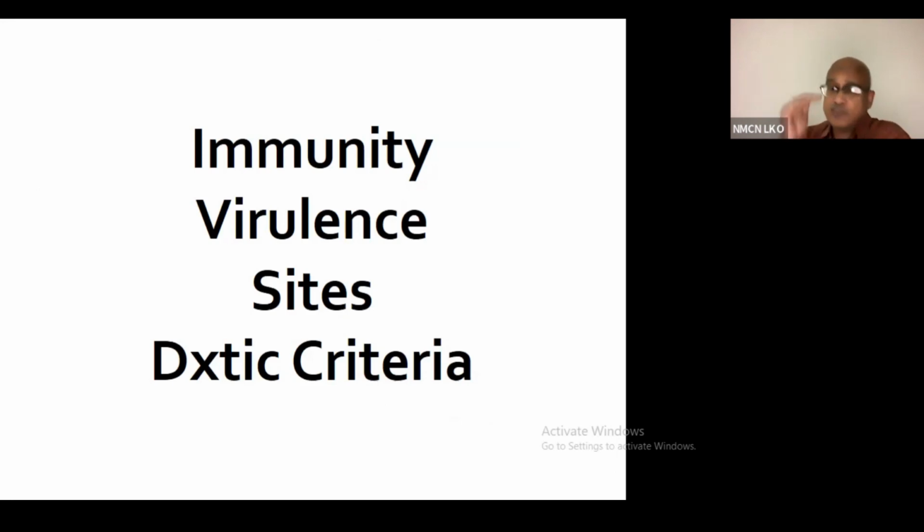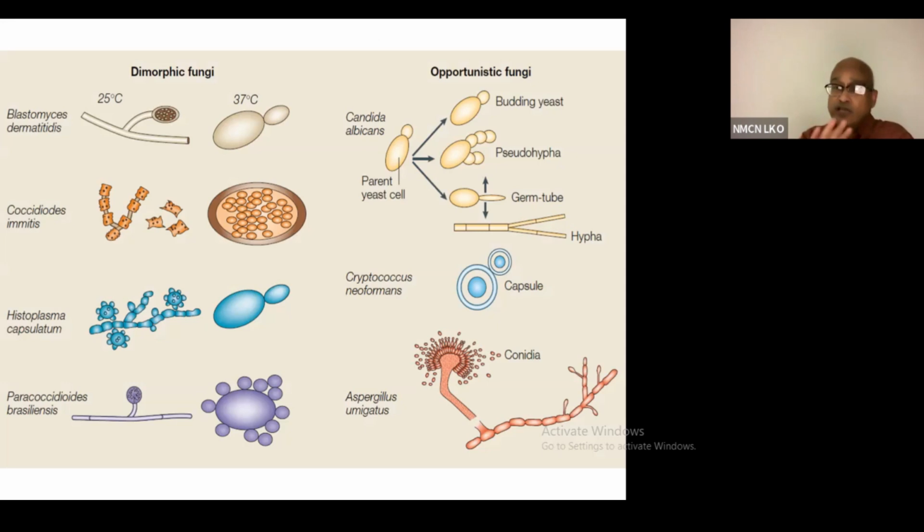So there are certain aspects of immunity, aspects of virulence, site specificity, and there are diagnostic criteria for diagnosing a fungal infection. Now, there are two basic types. One is the dimorphic forms, which will change based on the temperature. At 25 degrees it will be something else, at 37 the shape is going to change. So it is temperature sensitive. Some of these strains on the left side of the cartoon are all dimorphic. But on the right extreme, you will see opportunistic ones which are troubling you. Why? Because the immunity is going down and these are going to hit you as bad as they can.